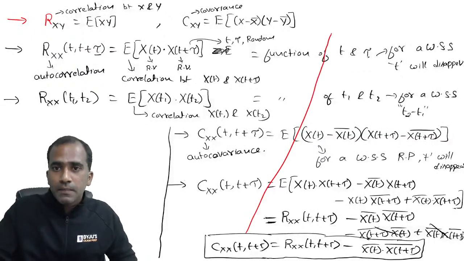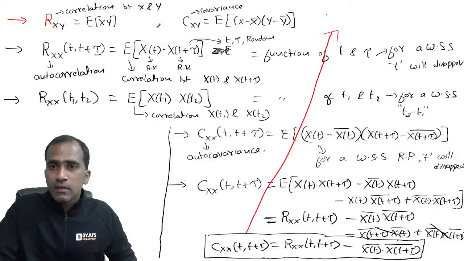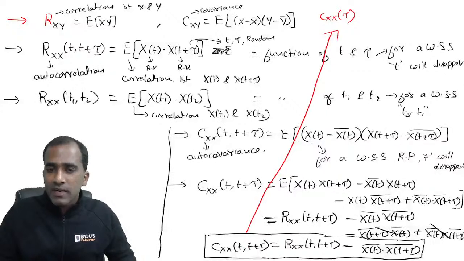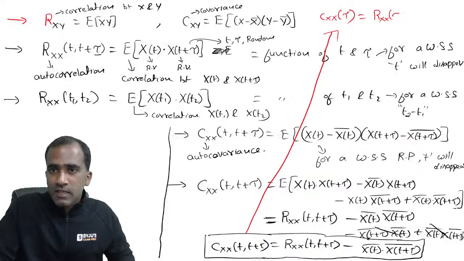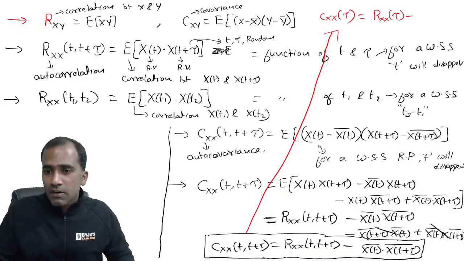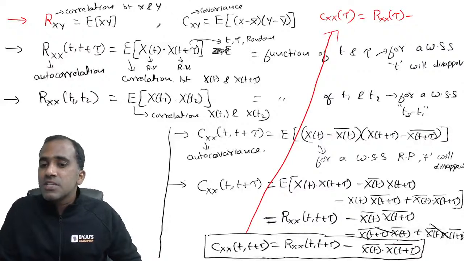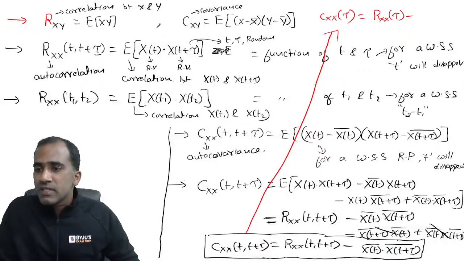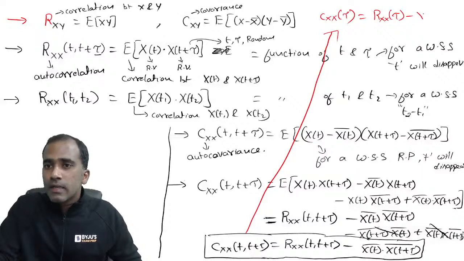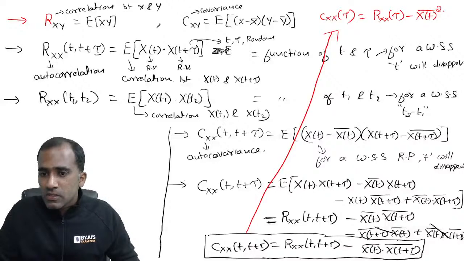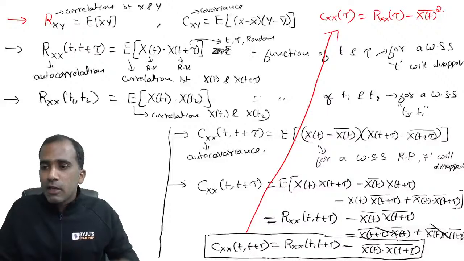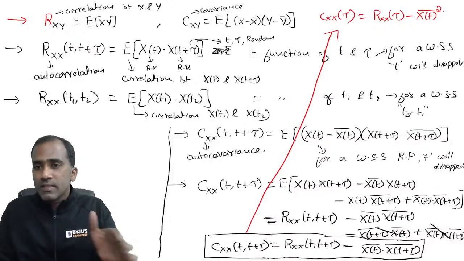So this will look like, see this one, Cxx(t, t+tau) will look like Cxx(tau), because t we can remove and write for a wide sense stationary random process. And Rxx(t, t+tau) we can write as Rxx(tau) minus x bar of t and x bar of t+tau. For a wide sense stationary random process, the mean at t seconds and t+tau seconds are both the same, right? It is x bar of t whole square. For a wide sense stationary random process, this value and this value are the same because moments are independent of time. Mean value at t seconds and t+tau seconds are exactly the same.